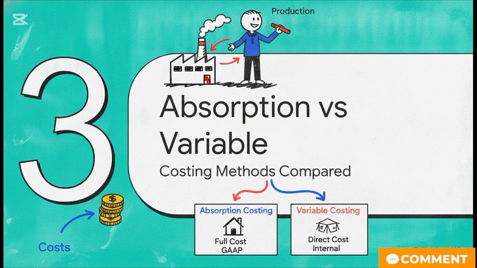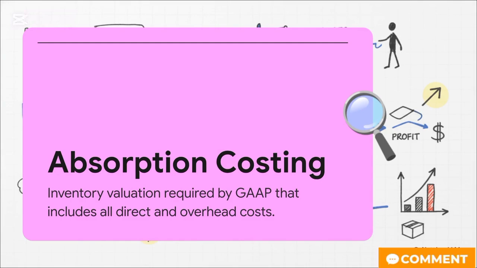All right, Section 3, absorption versus variable costing. This brings us directly to absorption costing. Now, this is the strict standard required for those external reports we mentioned. It's often called full costing, and for good reason. It quite literally absorbs every single manufacturing cost into the final product, like a giant financial sponge.